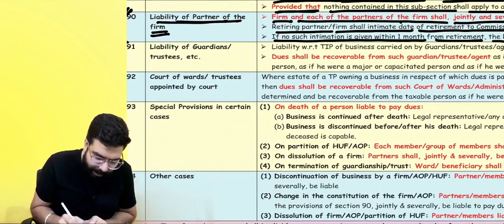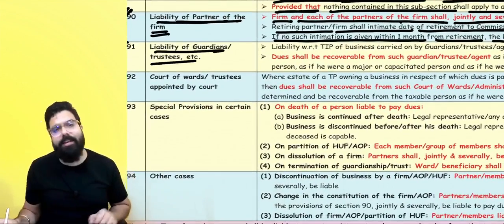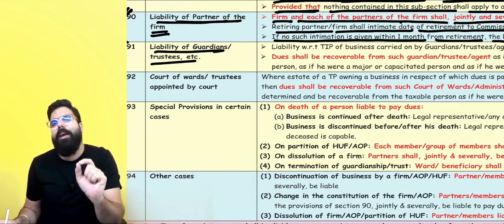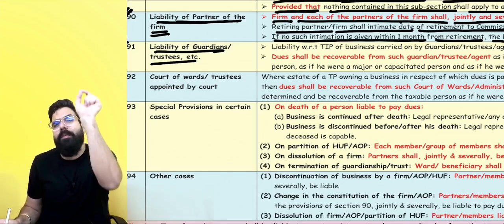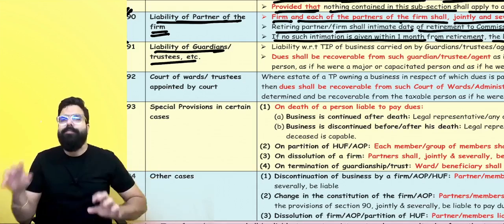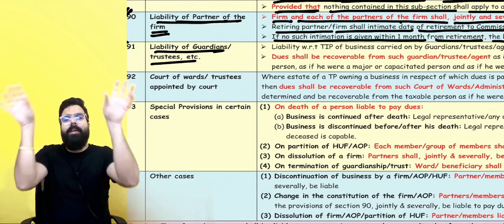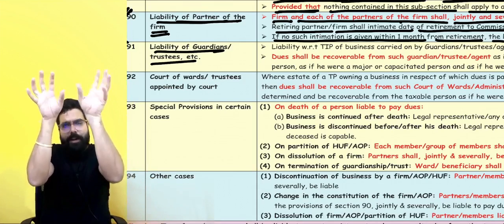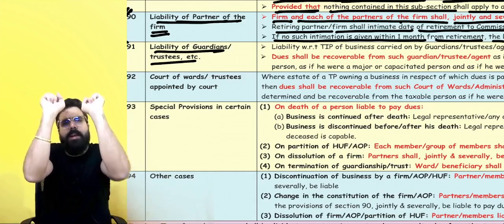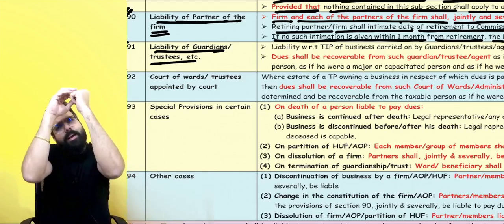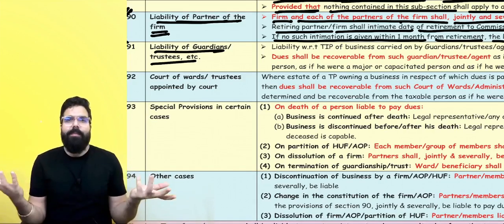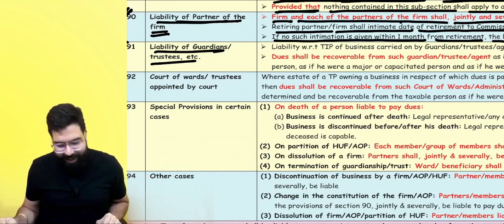Okay, sir. Section number 91, liability of guardian and trustees. For a minor, if a guardian is appointed, or for an incapacitated person, if a trustee has been appointed, who shall be liable? If a guardian is taking care of the business, the tax, interest, penalty, if anything is due, will be payable by such guardian or trustee.